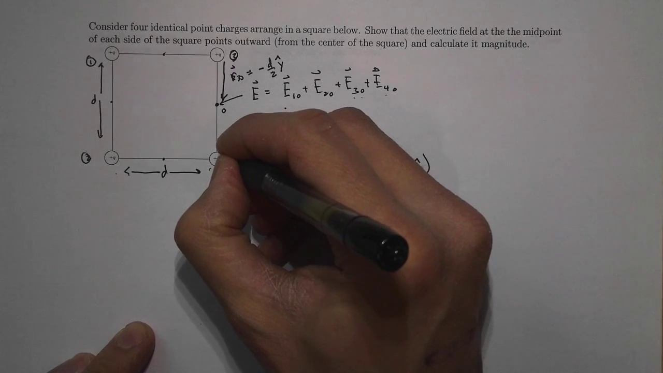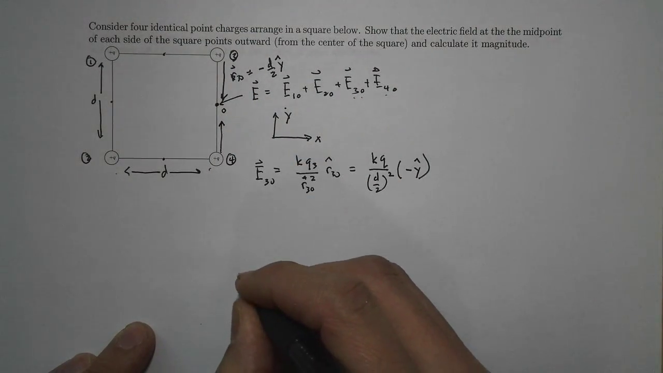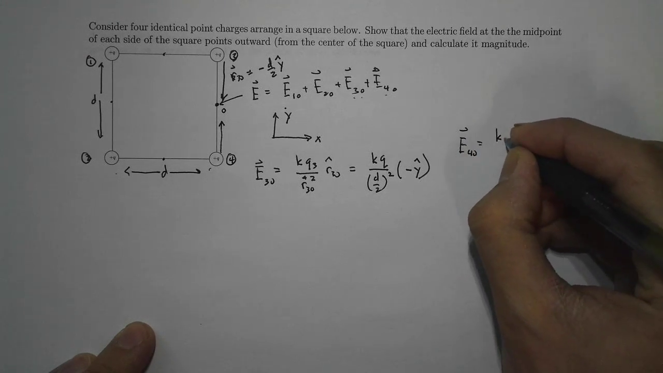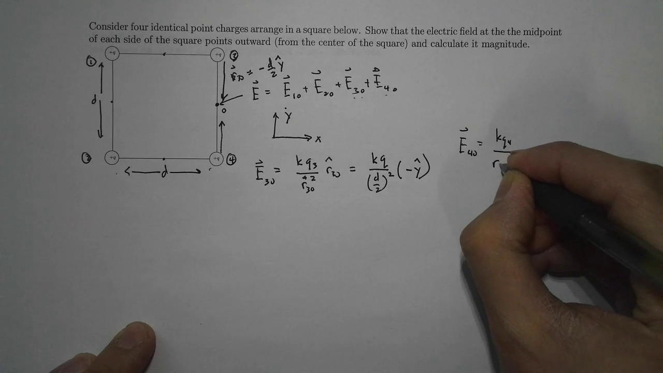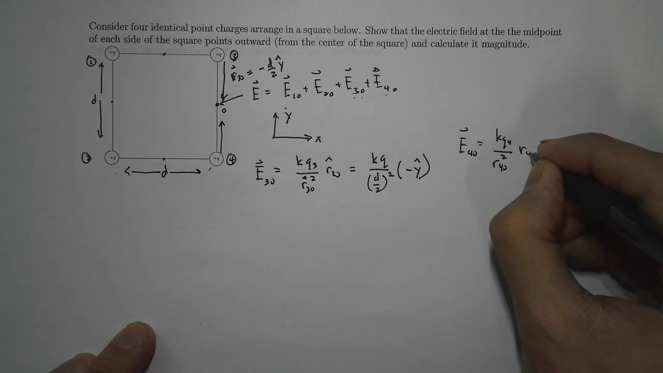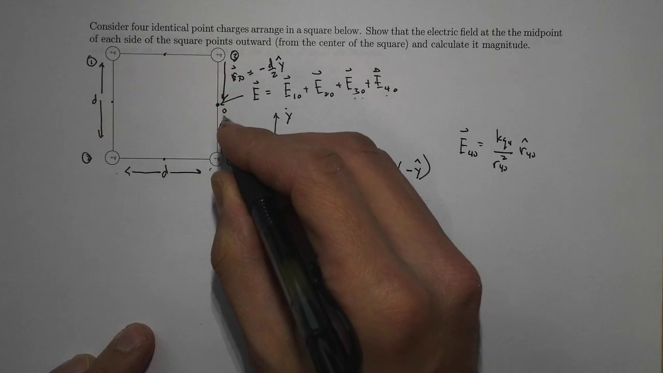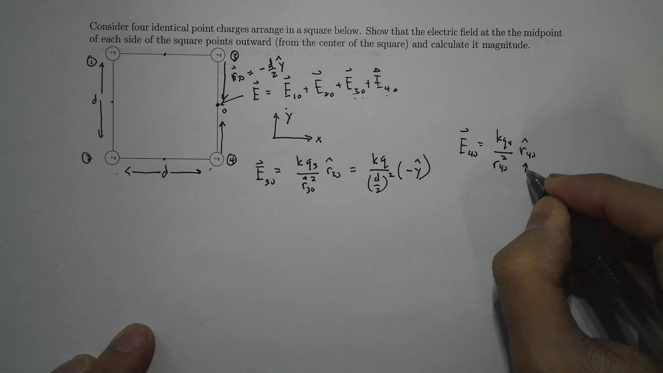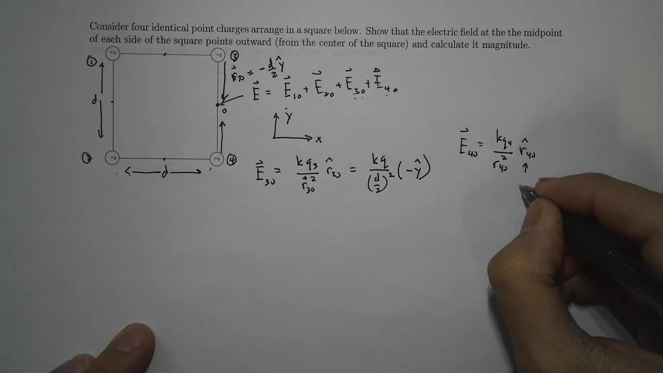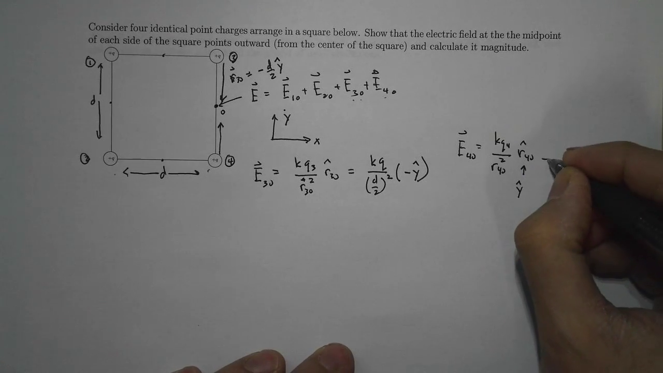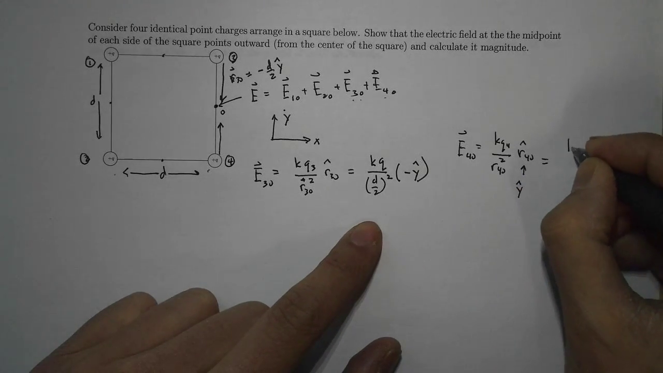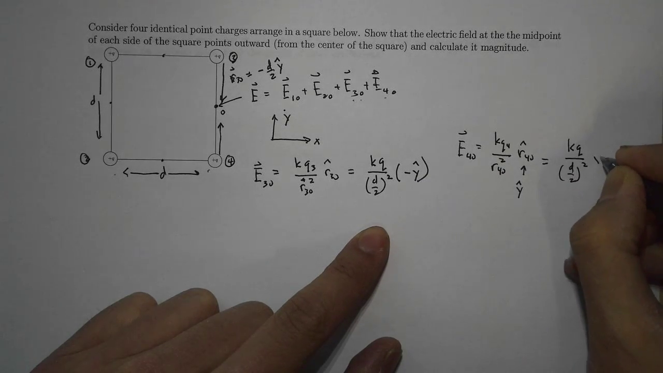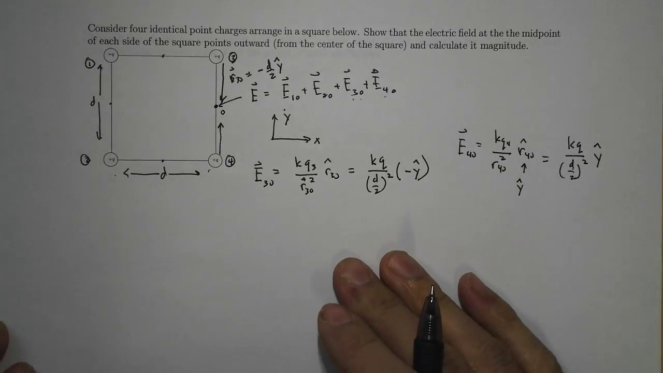if I do the same thing for number 4, I know everything's almost the same. E40 is just going to be basically k q4 over r40 squared r40 hat. Now the distance is still d over 2, but rather than being minus y hat, this term is going to be pointing in the same direction as y, so it'll be plus y hat, right? And so if you plug this in again, this is going to be basically k q over d over 2 squared in the y hat direction, right?